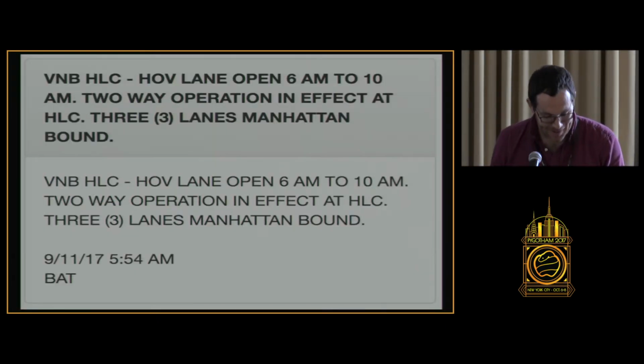Probably my favorite thing about all the alerts, though, is that inexplicably all the bridge and tunnel alerts are always in all caps, which is just perfect if you're used to being in the city.